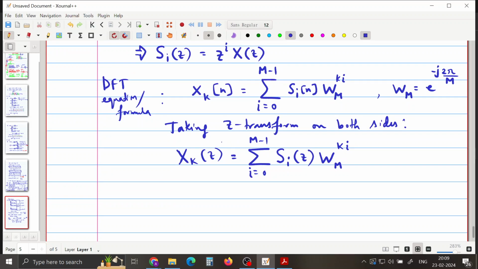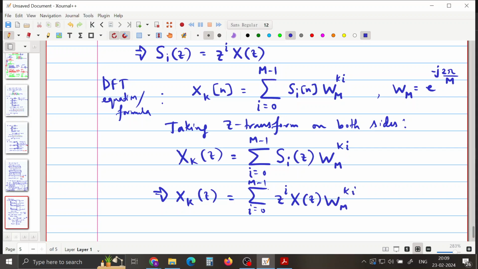Now Si of z is known to us, which is z to the power I times x of z. So I can rewrite this as xk of z equals summation, where I'm replacing Si of z by z to the power I times x of z.